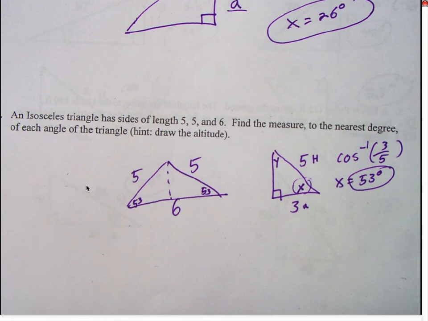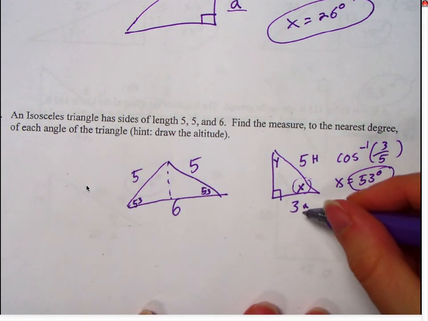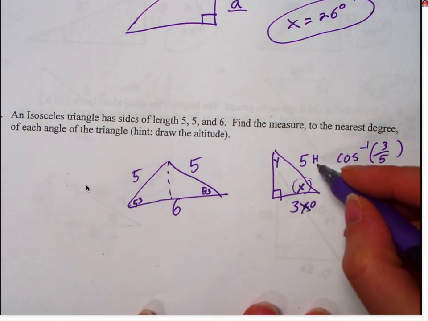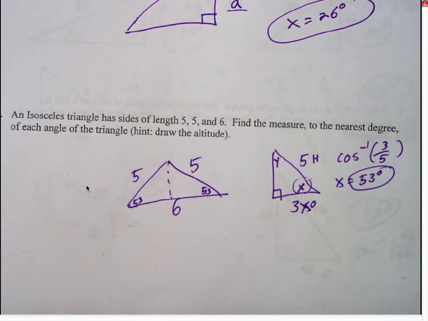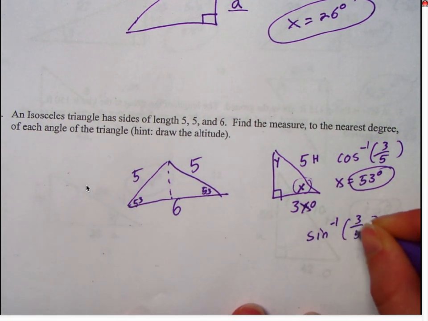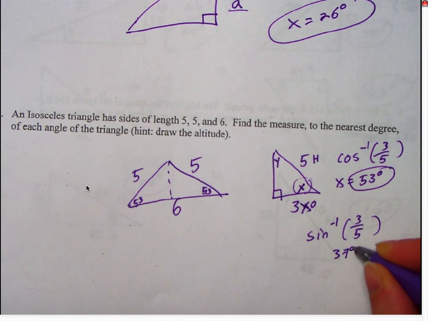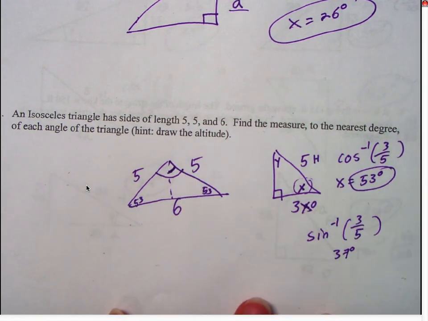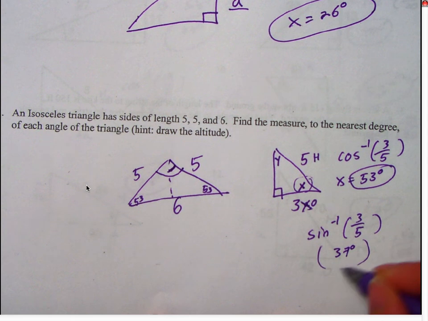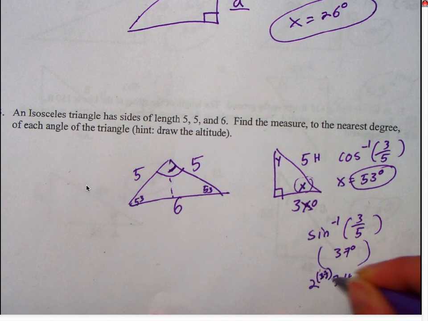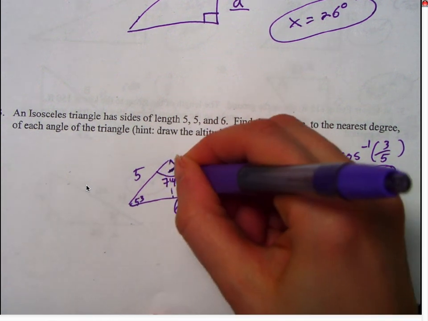Okay? Now I need to find y, which means 3 is no longer my adjacent. It's my what? Opposite. Good. Is 5 still my hypotenuse? Yeah. So if I have opposite and hypotenuse, which trig function do I use? Sine. So the inverse sine of 3 over 5 gives me 37 degrees. But this is only 37 degrees. I want that whole angle. What am I going to do to it? Times it by 2, and I get 74 degrees. So this whole angle is 74 degrees.